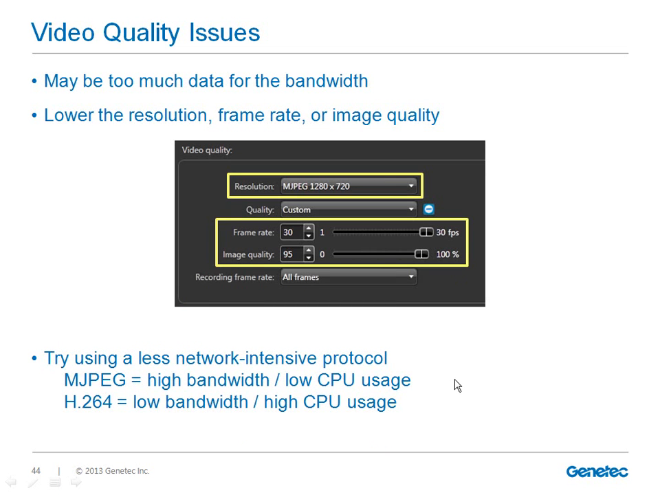So if we're using MJPEG, it's easy on the unit and the workstation for encoding and decoding, but it's much heavier on the network. Using H.264 takes more processing power to encode and decode, but it's much lighter on the network bandwidth.